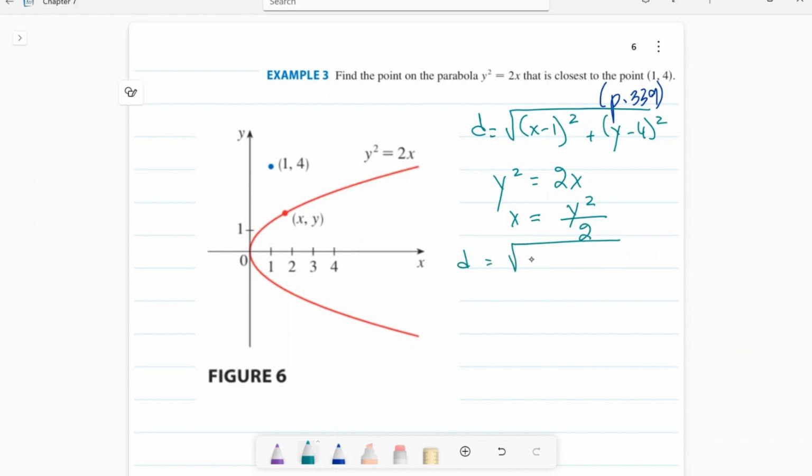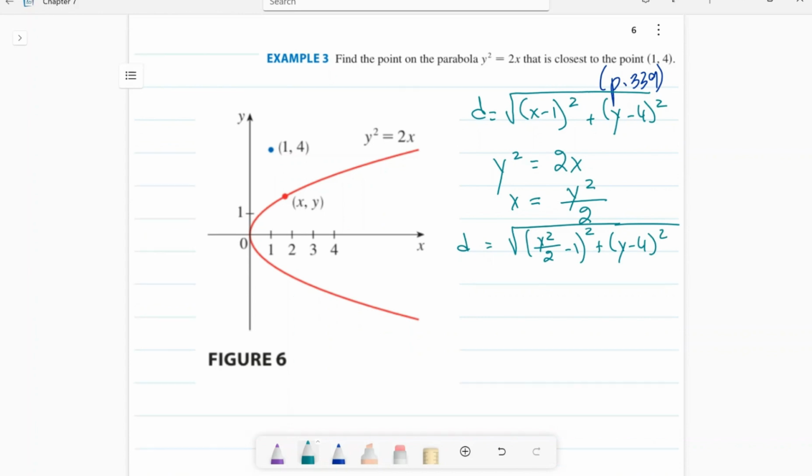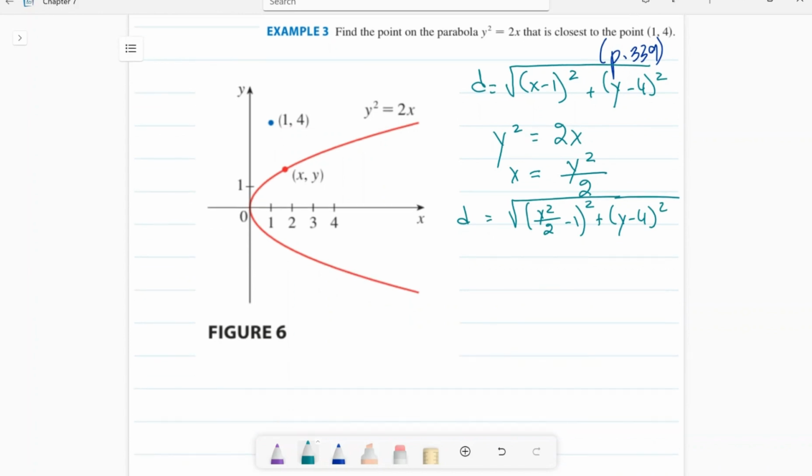So if x is y squared over 2, we can write (y squared over 2 minus 1) all squared plus (y minus 4) all squared. The square root of this is the distance, and since it's now expressed in terms of only one variable, we can write this as d of y.